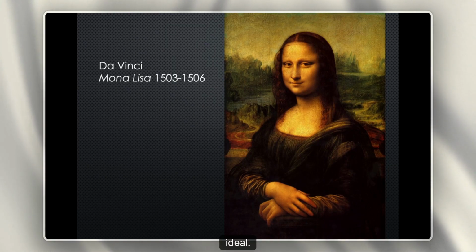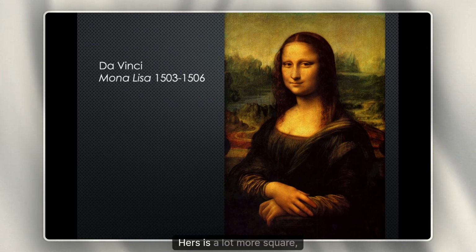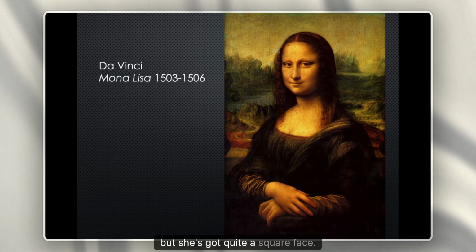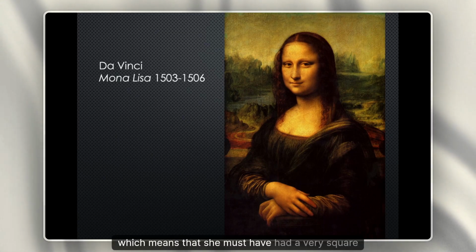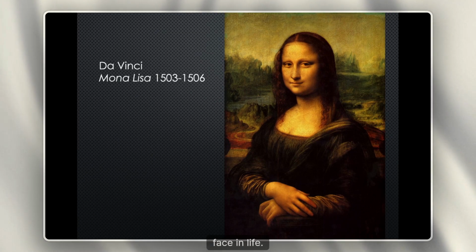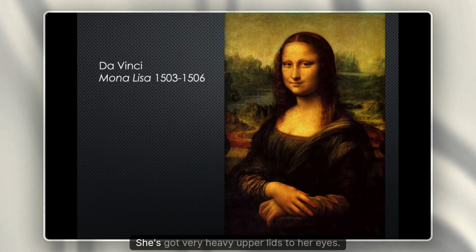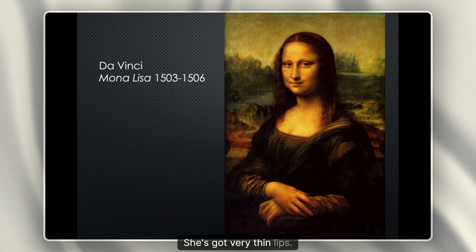So if you look at the Mona Lisa now, we've got a mix of that individual versus the ideal. So, oval face? Hers is a lot more square, right? I mean, she's got that tiny little chin, but she's got quite a square face, which means that she must have had a very square face in life. She's got high cheekbones. She's got a long, slender nose. She's got very heavy upper lids to her eyes. She's got very thin lips.